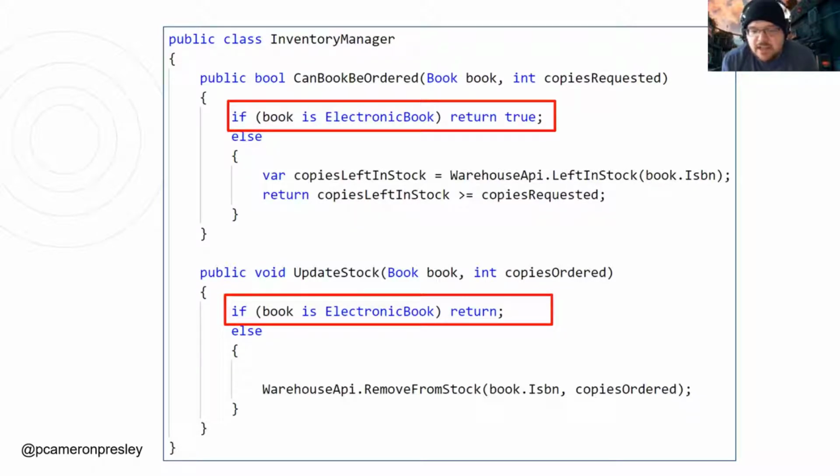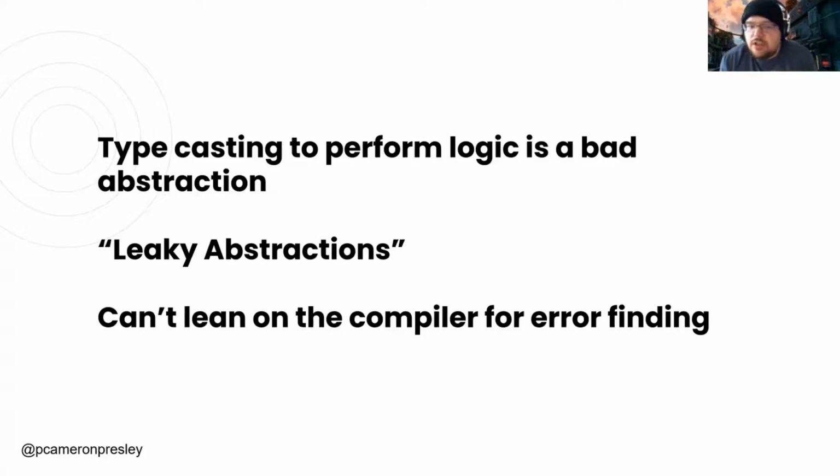And this is kind of the hint. If you're having to inspect the type of the dependency you're passing in and then run different logic, you're probably using a bad abstraction. And that's what Liskov really tells us. So typecasting to perform logic is bad, right? Because that's not really sustainable or extendable.